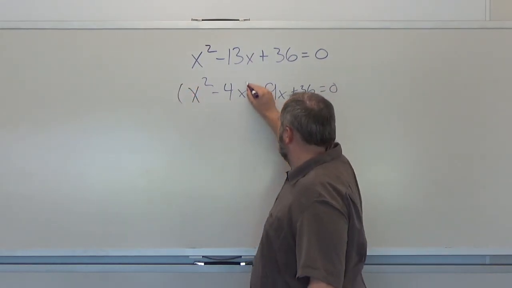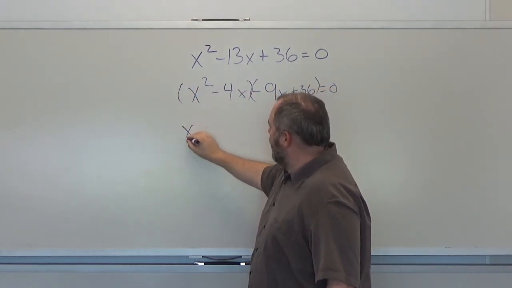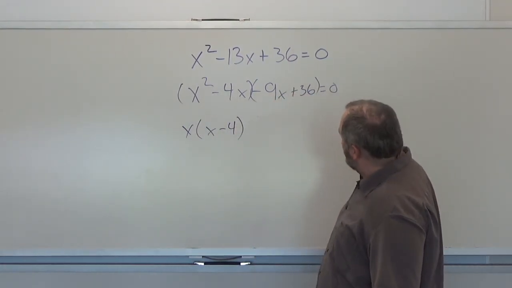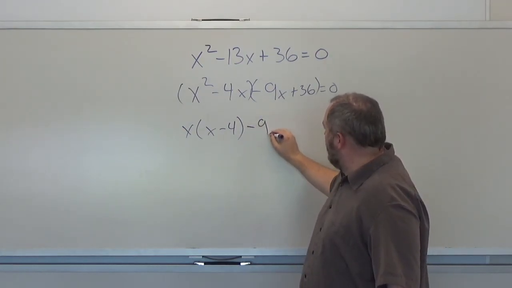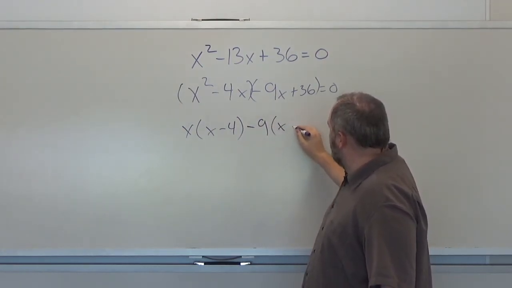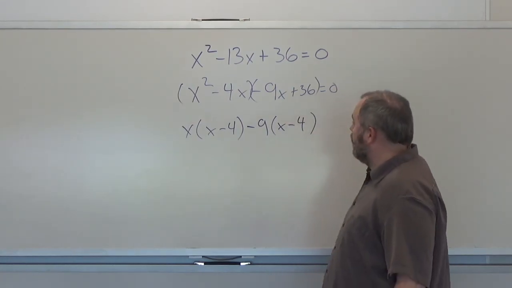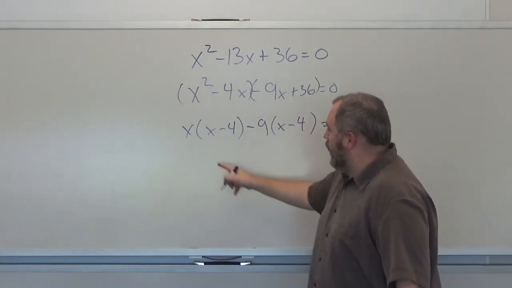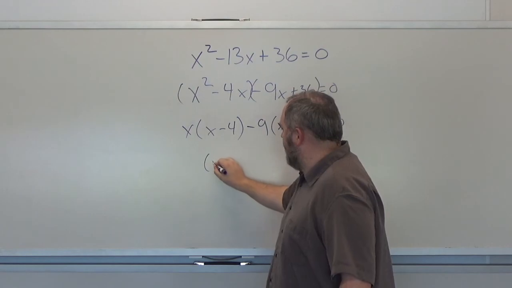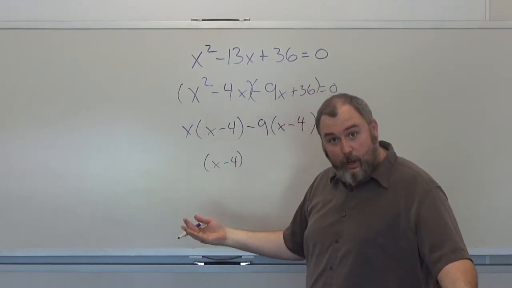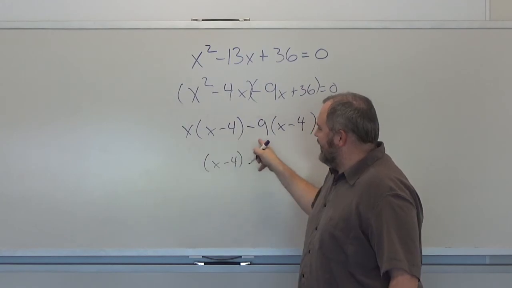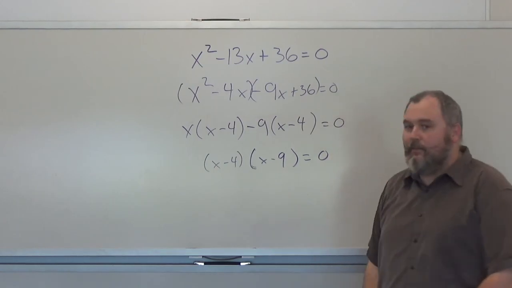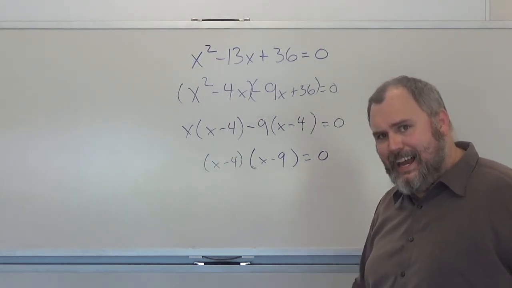Alright, solve by grouping. We're going to get x times x minus 4. And we're going to factor out the negative 9. Actually, you can factor out a negative 9 here. And that's going to give me x minus 4 again. This is still equal to 0. We don't need to forget that. Well, what's the same comes down, just like we're factoring, because we are. What's not together gets married. So now we have x minus 4 times x minus 9 equals 0.